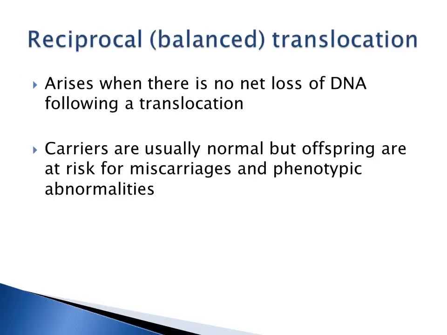Reciprocal or balanced translocation happens when there's no net loss of DNA following a translocation. So carriers of reciprocal translocations are usually normal, but the offspring are at risk for having miscarriages and phenotypic abnormalities.